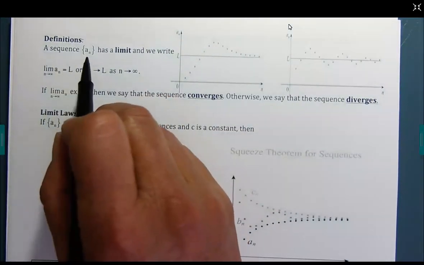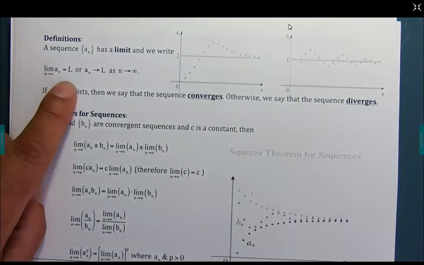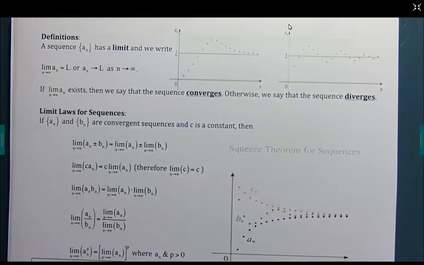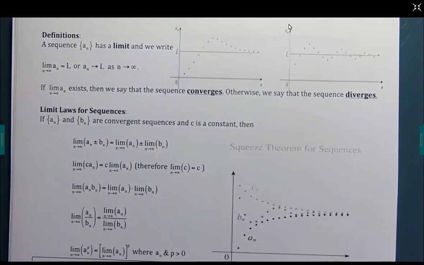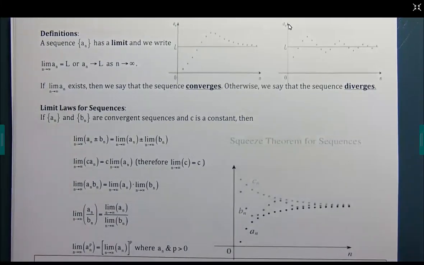So a sequence, a sub n, has a limit, and we write that the limit as n goes to infinity is L. We could also write it with the arrow notation. This means the same thing. Now, if the limit exists, then we say that the sequence converges. We're going to have to use these two words quite a bit for this last chapter. Otherwise, we say the sequence diverges.